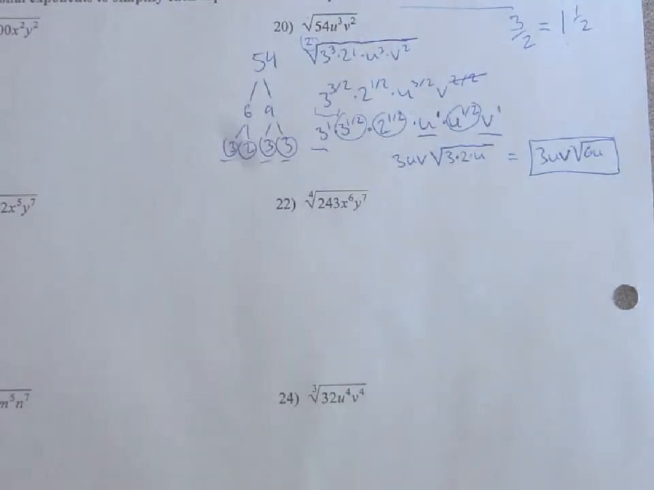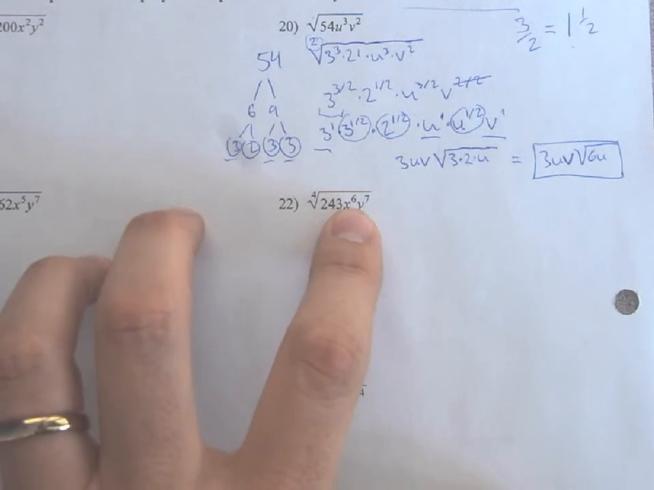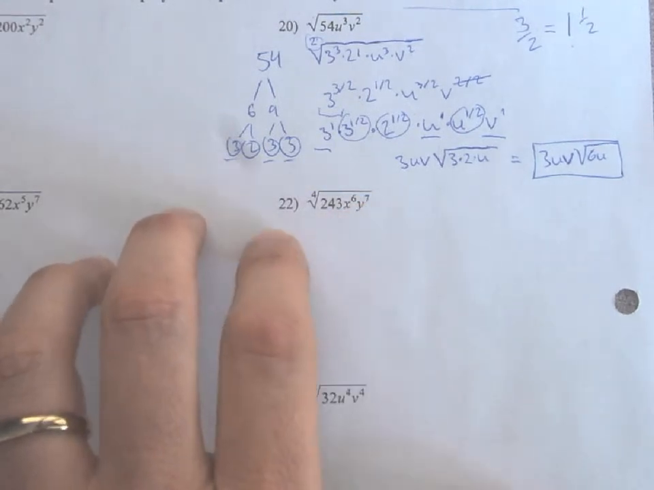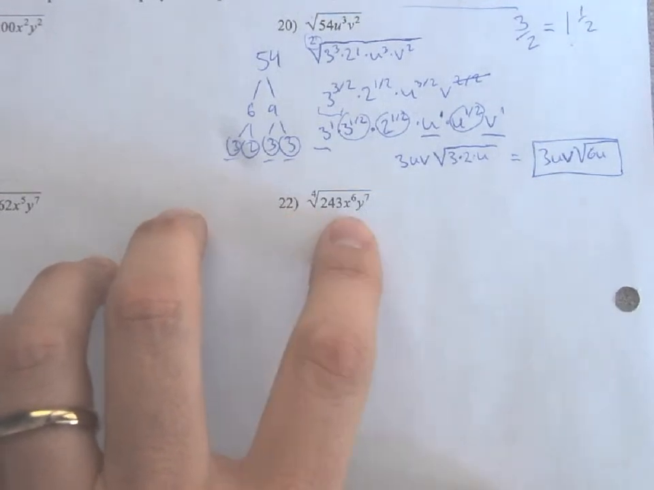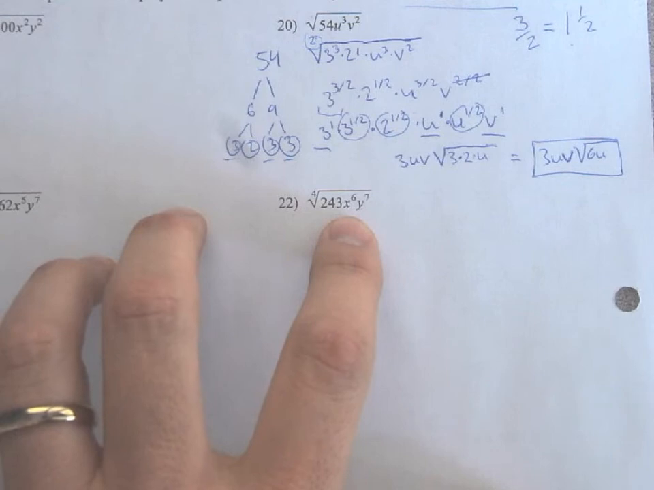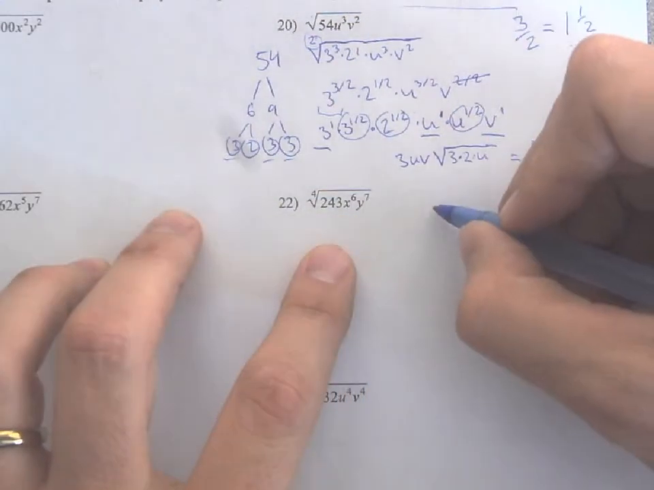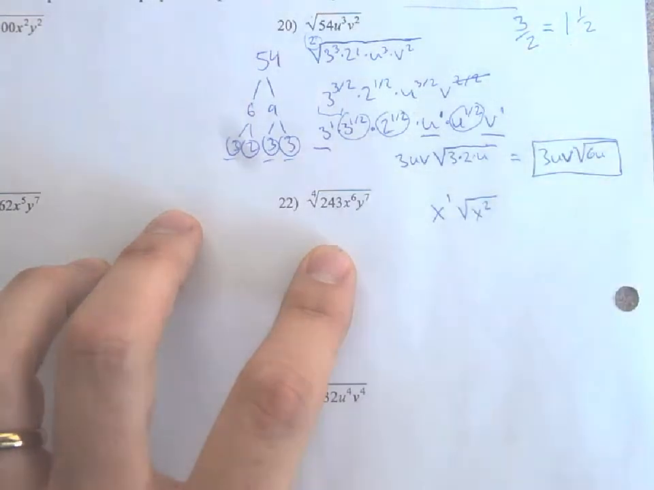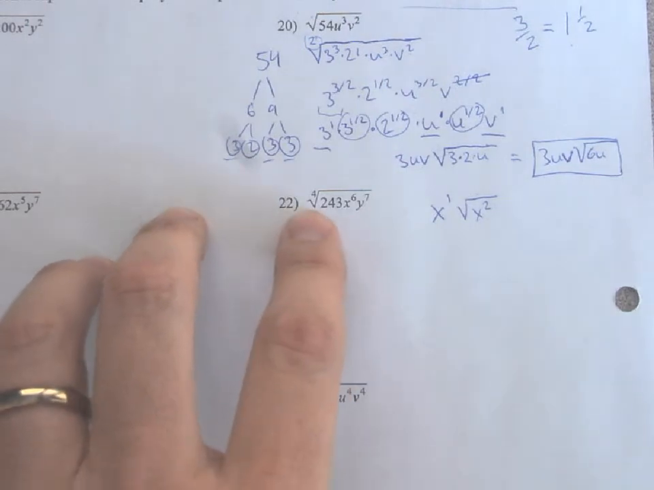Just without doing anything right now, just looking at it, does 4 go into 6? Yeah, it does. 4 is smaller than 6, and so I'm definitely going to have x's on the outside. Now, let's predict. 4 goes into 6 one time with a remainder of 2. So I'm going to have an x to the 1 on the outside, and a remainder of 2, so I'm going to have an x to the 2 on the inside. That's my prediction.